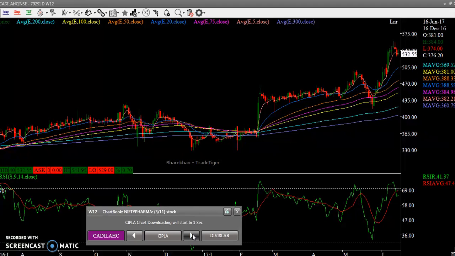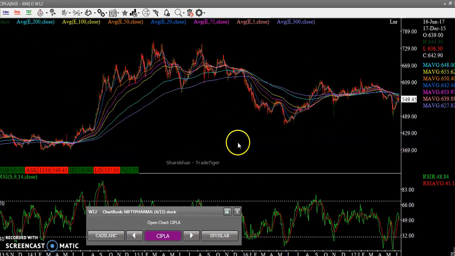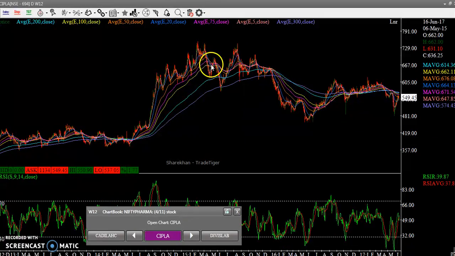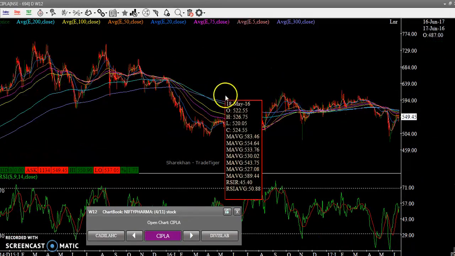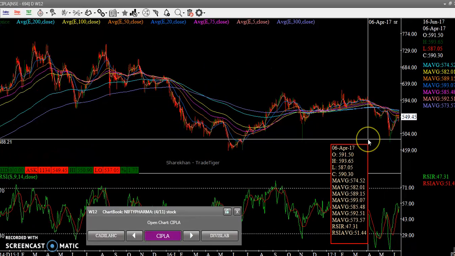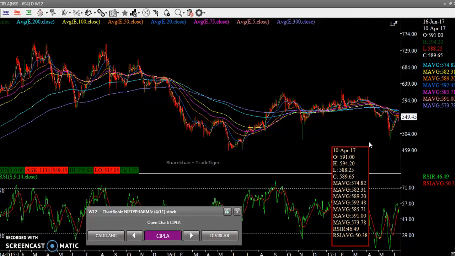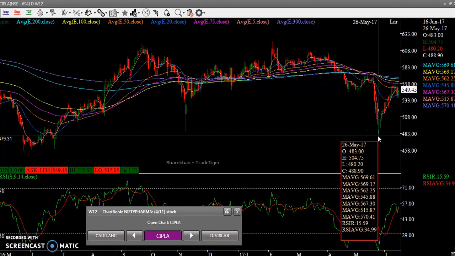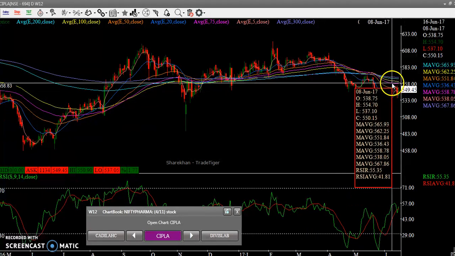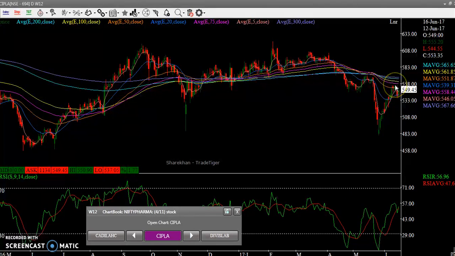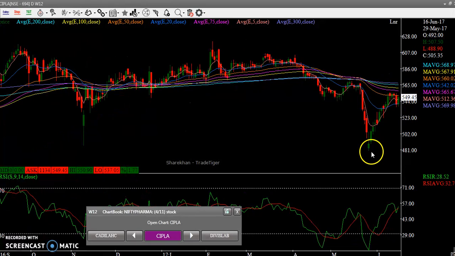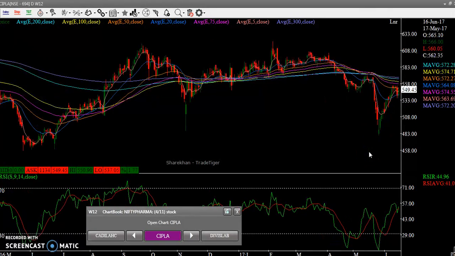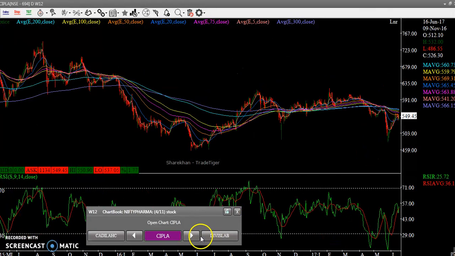Let's look at Cipla. Cipla is again a sideways stock. After 2015, it changed trend and made a downward move. Still not a good time to invest, because it again made the same bottom and went up, the moving averages bunching became a resistance level, and it has started going down. So it is not a good time to buy Cipla right now, you need to wait for it.